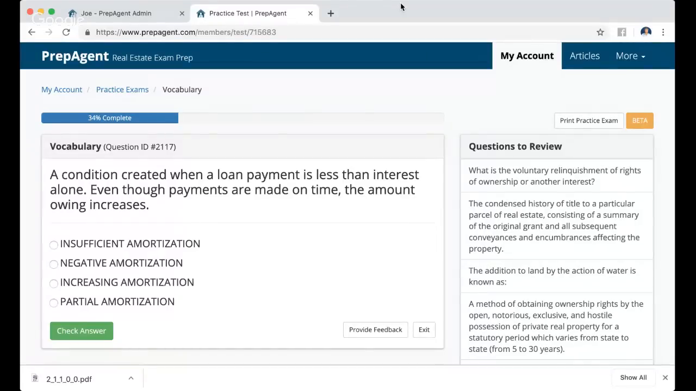Okay, a condition created when a loan payment is less than interest alone, even though payments are made on time, the amount owing increases. A, insufficient amortization. B, negative amortization. C, increasing amortization. Or D, partial amortization.